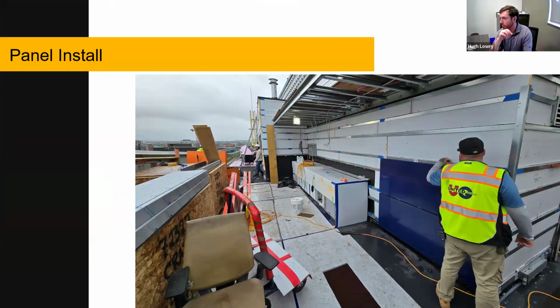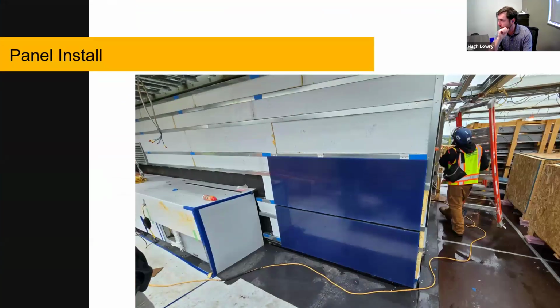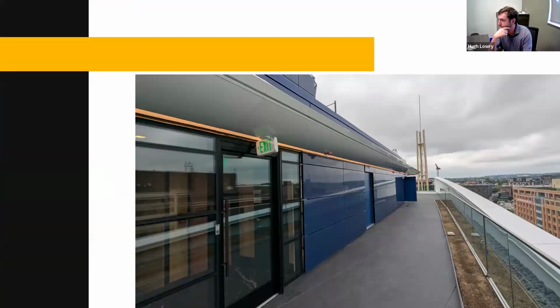You can see the color chosen for this project was a dark blue. This is then a shot of those panels, the clip system that you can see attached to the rail. Another cool shot of those panels as they went up.